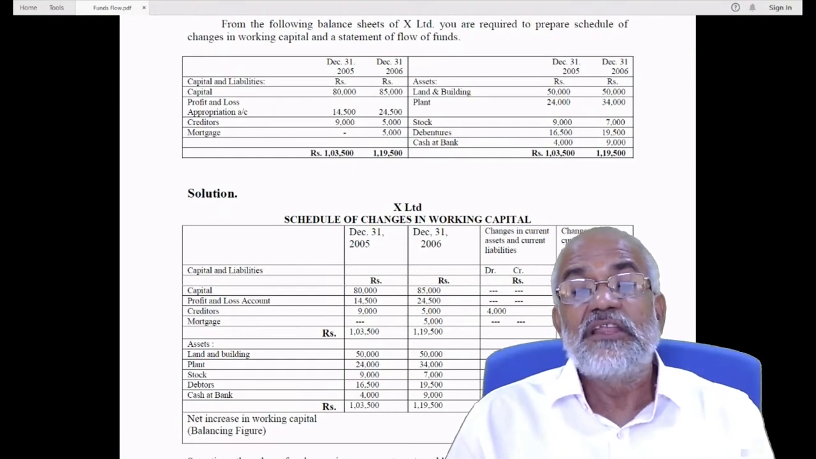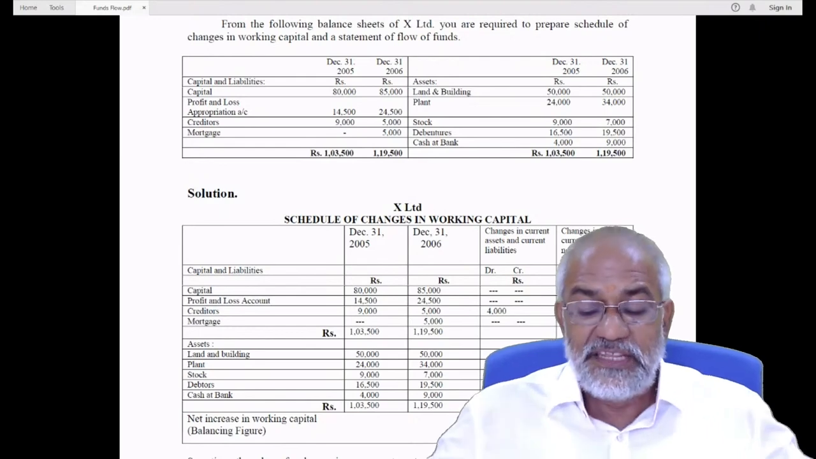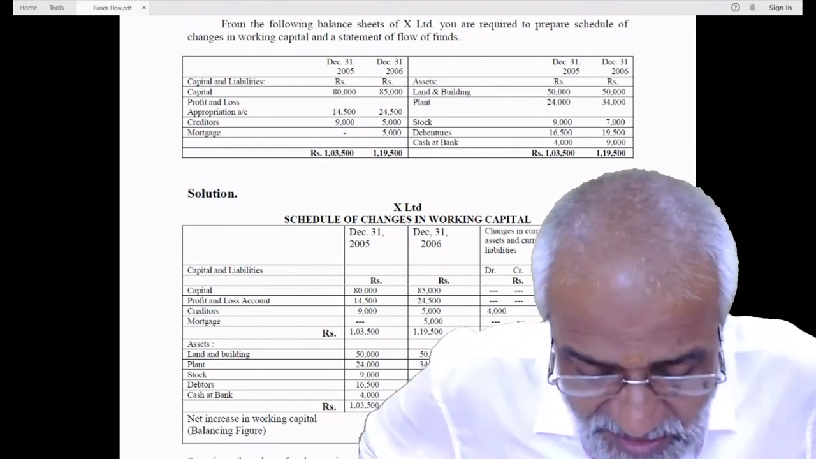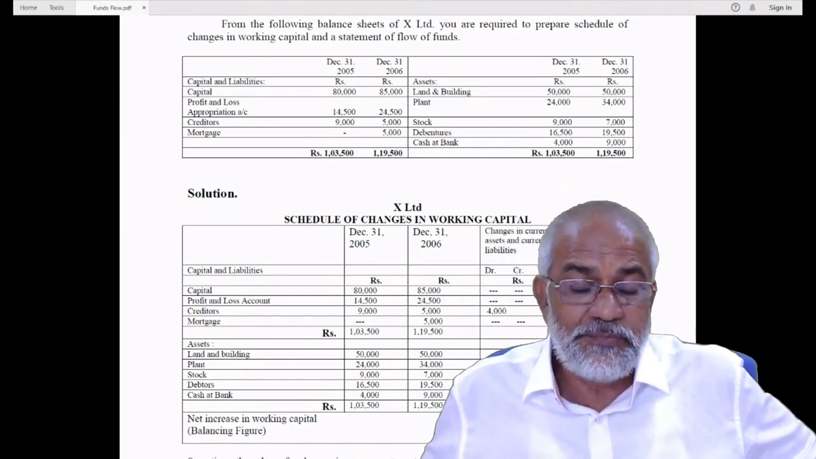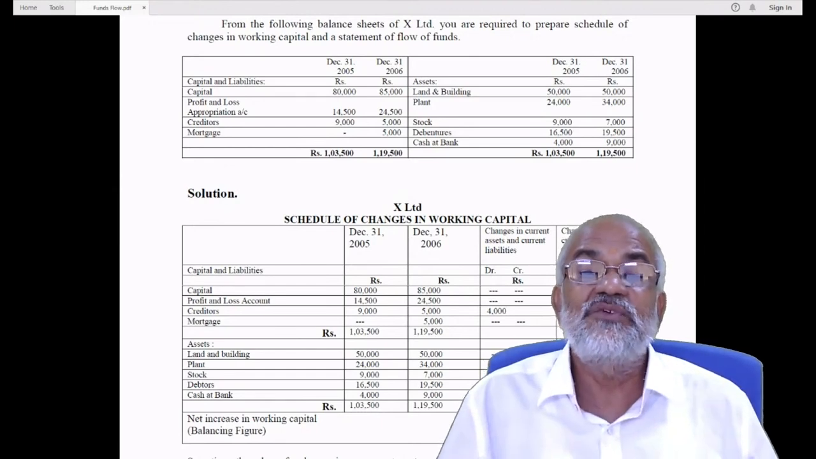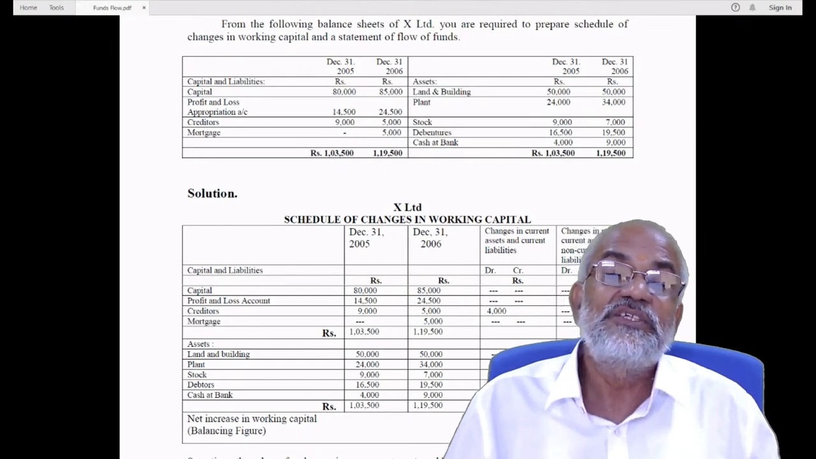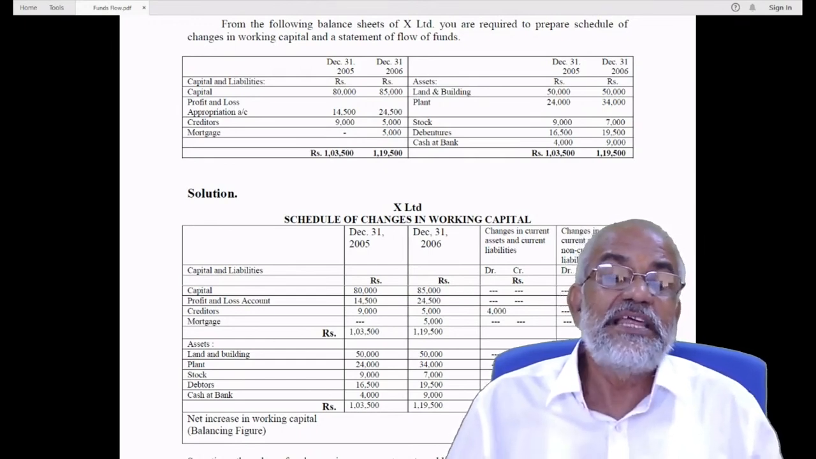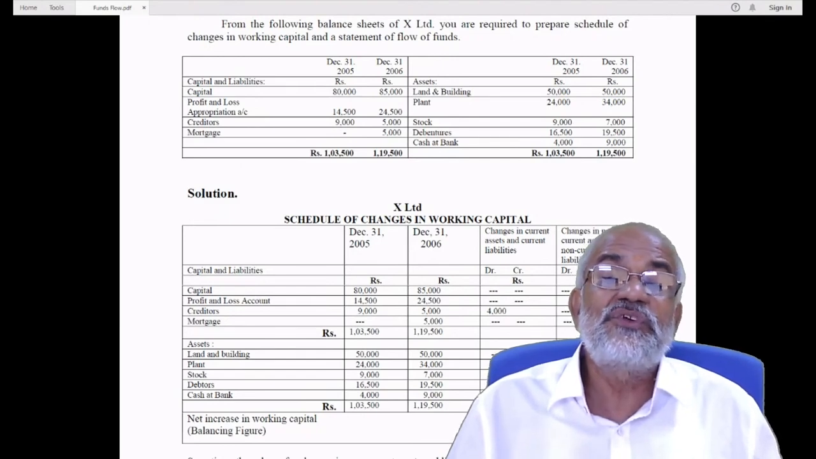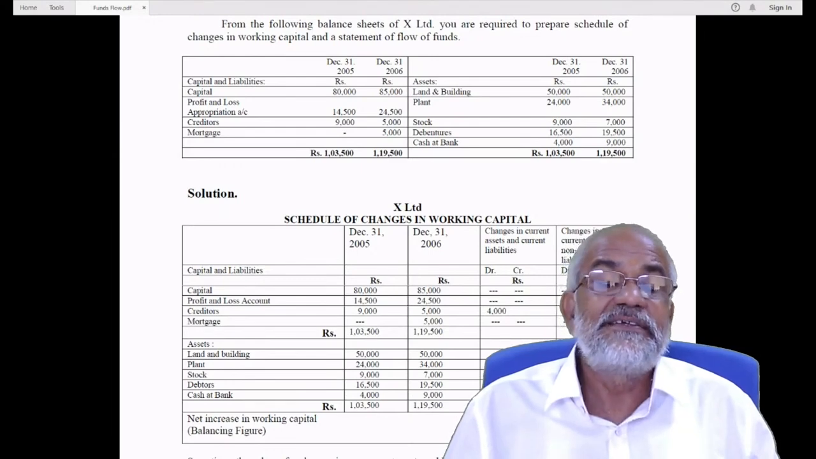In the first three columns of the statement of changes in working capital, the figures given in the question, in the form of the balance sheet, have been reproduced and nothing else. The capital as on 31st March 2005 was 80,000 and as on 31st March 2006 was 85,000, as stated in the balance sheet. Similarly, the profit and loss account is also reproduced as 14,500 and 24,500, which is nothing but the accumulated or cumulative profit as on the two balance sheet dates.